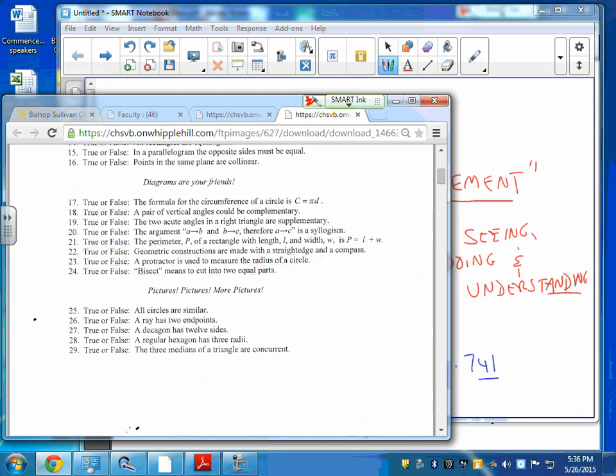All circles are similar. Okay, similar means same shape. So do these have the same shape? That would be true. Are they congruent? No, they're not. Could they be congruent? Well, they could be if they had exactly the same radius. So if this was 5 and this was also 5, now we have two circles that are congruent. But the question talked about similar, and so that's true.